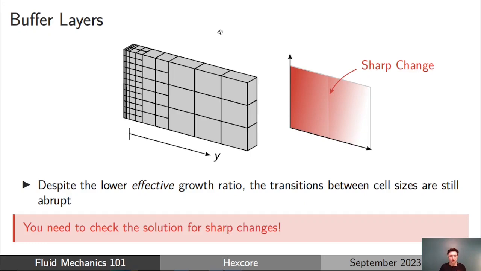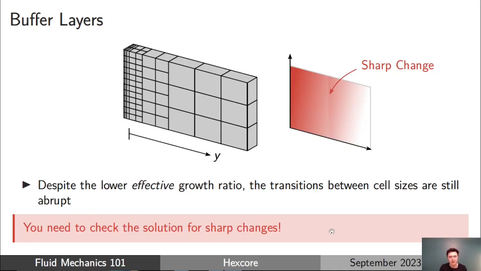And it's really important to remember that with this Hexcore approach, even though we're adding buffer layers and reducing the effective growth ratio down from 2, which is just pure doubling, down to something which is similar to say 1.2, there is still the abrupt change in the cell size. And so what that means is that if you plot your solution normal to the wall, there will be some jumps in the solution resolution each time you go up a level of cell size. And you may see this if your jumps are particularly sharp as a discontinuity or a sharp change in your contour plots or line plots.